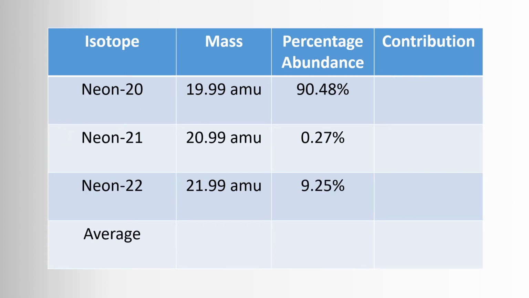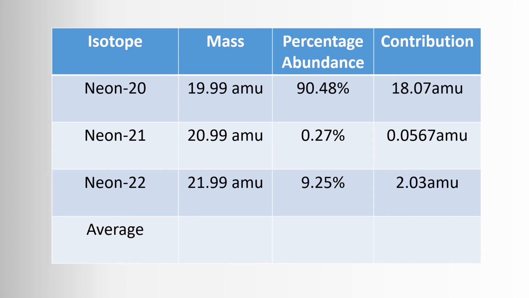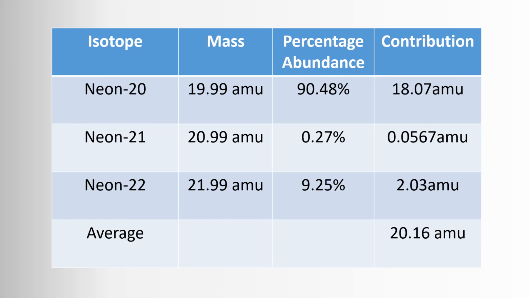Another example, neon 20 times 19.99 AMUs, right? Get 18.07 AMUs. Second one, you get 0.0567 AMUs, and then 2.03 AMUs. Add those together. You go to 2 decimal places because that's the shortest number of decimal places. You get 20.16 AMUs.